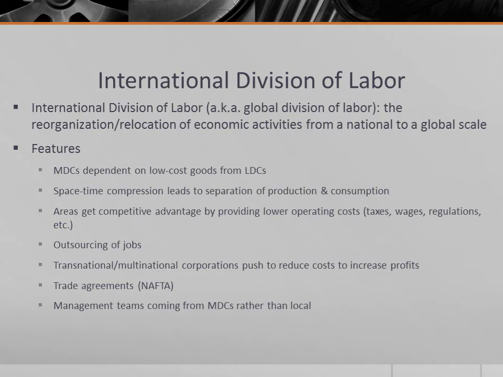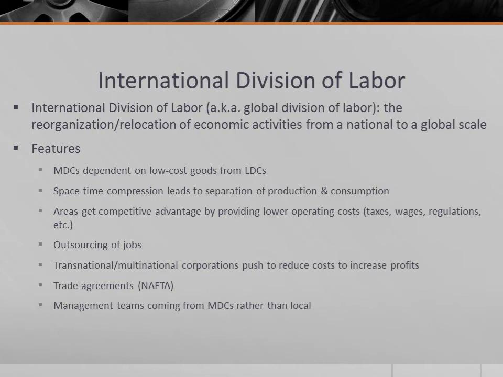Now, we mentioned this on the previous slide, and we mentioned the International Division of Labor. And so here's our definition and kind of what it looks like. The International Division of Labor, also known as the Global Division of Labor, is the reorganization and relocation of economic activities from a national to a global scale. So generally what we are seeing is that no longer do countries have to produce everything that is going to be consumed in that country. Do we have to produce every piece of clothing, every piece of food that we in the United States consume?